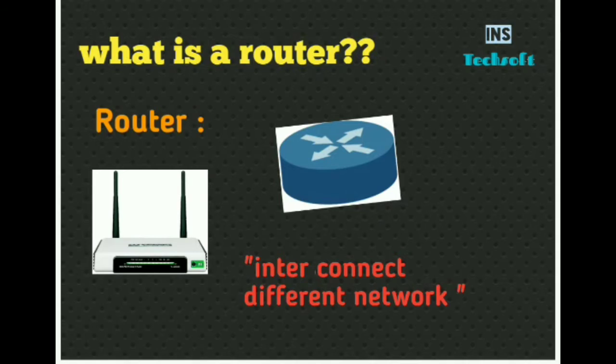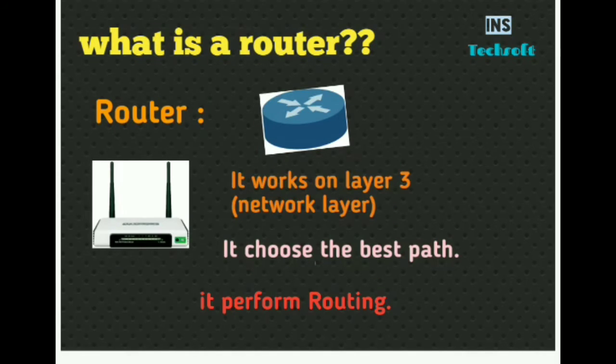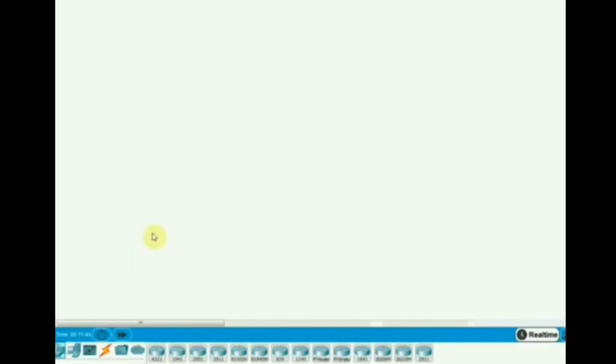So what is a router? A router interconnects different networks. In a simple way, we can say a switch is used to connect devices within a network, whereas a router is used to connect different networks. So guys, a router works on layer 3, the network layer, and it chooses the best path. It performs routing.